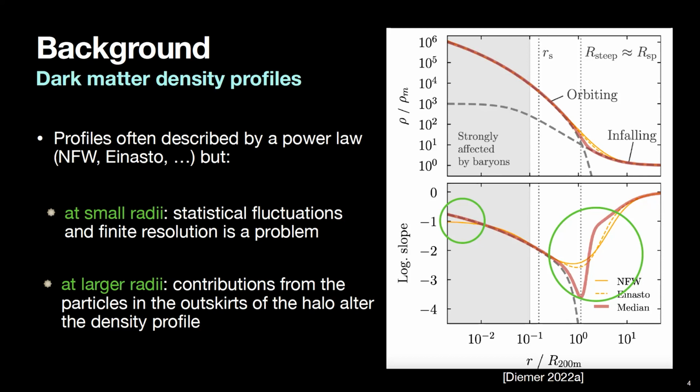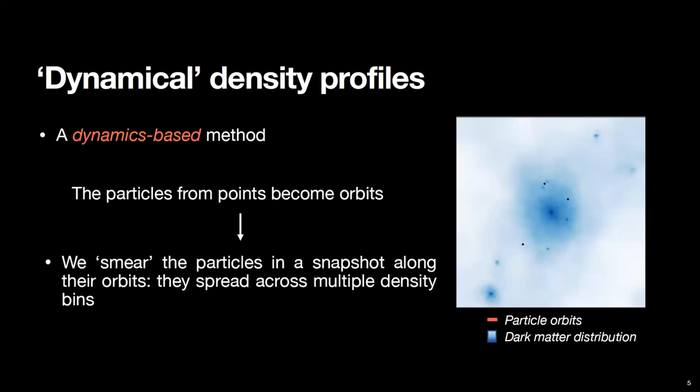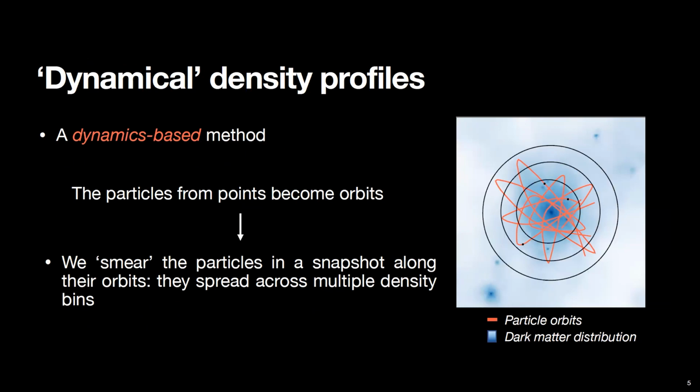So what we did was use a dynamic space method that we call dynamical density profiles. And the idea behind this method is that we take the particles from our simulation, which are just points, and we transform them into orbits. So in practice, we are smearing the particles along their orbits, so they now cover the entire space of their orbits. And by doing that, now the particles will spread across multiple of those density bins, so they will cover multiple radial shells, and that will bring the statistical noise down because the particles are extended into orbits.